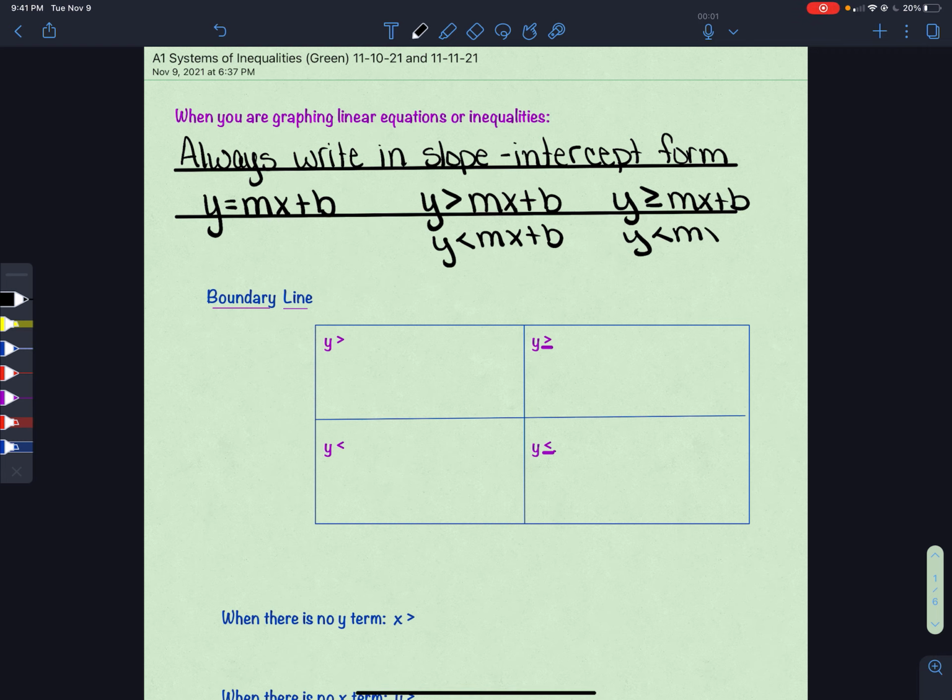Oops, that looks a little strange there. I'm going to go ahead and correct that. Okay.